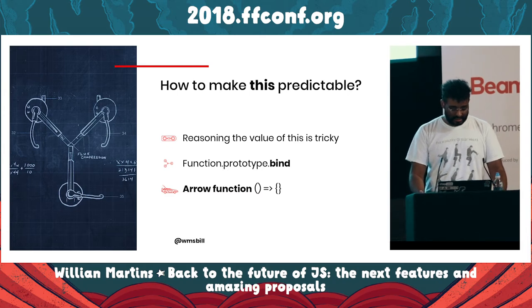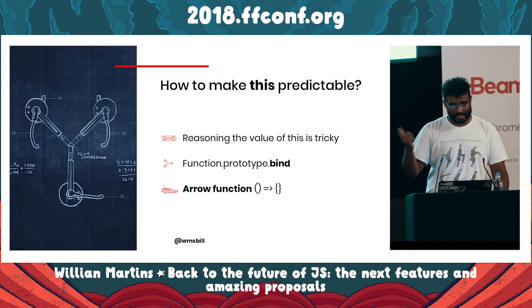To understand the value of this could be tricky, but we can make this a little more predictable by using function bind and arrow functions. So the bind method, as I said, returns a new function that is bound permanently to the first parameter, which is the context. And the arrow function works a little bit differently. It doesn't create a new context. It just carries the lexical this from the outer scope.